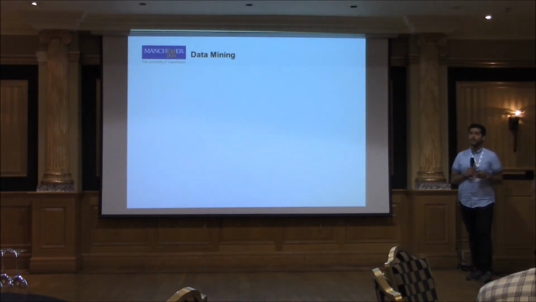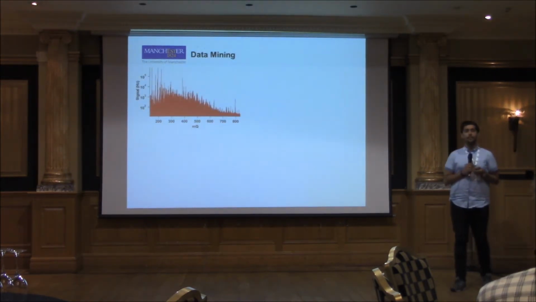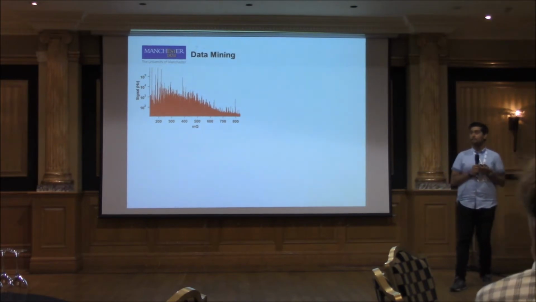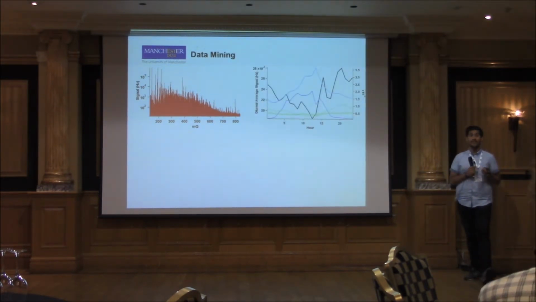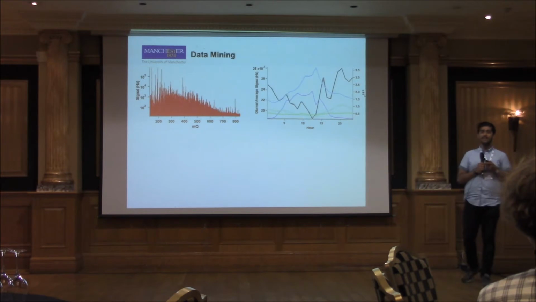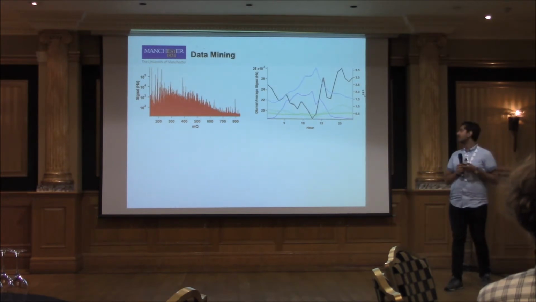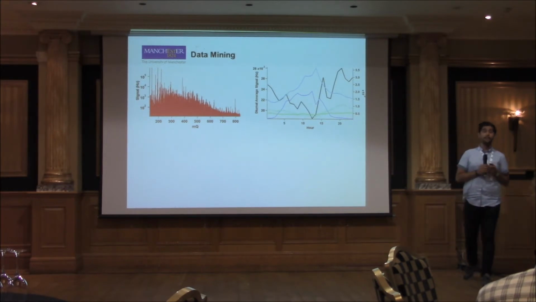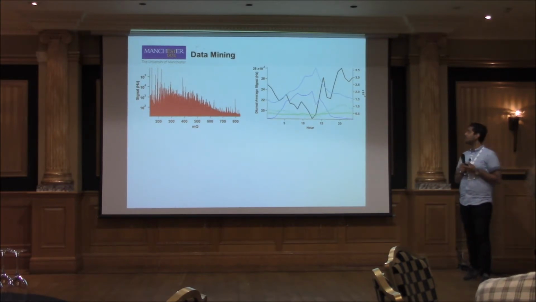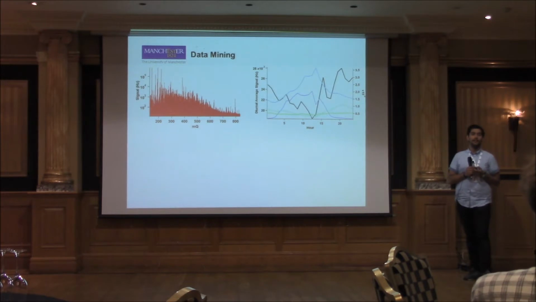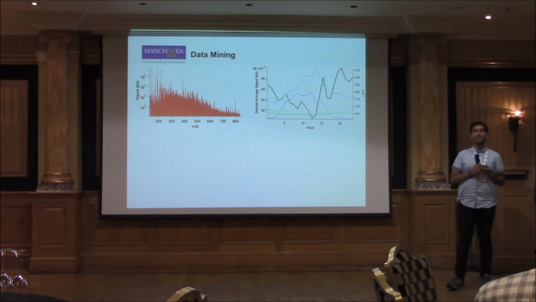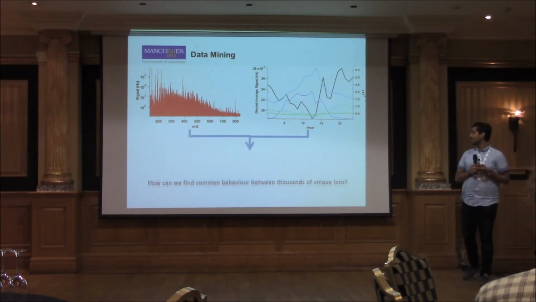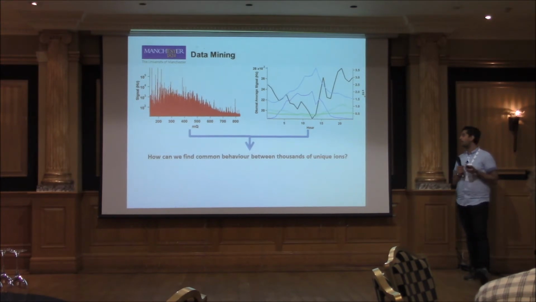So there's a lot of data. We've got this huge mass spec, which is collected over a time series, and each species we're measuring tends to vary in time. So this is the diurnal variation of them, how they're varying throughout the day. Each peak in there varies slightly differently from each other. So how can we find some common behavior between these thousands of unique ions?